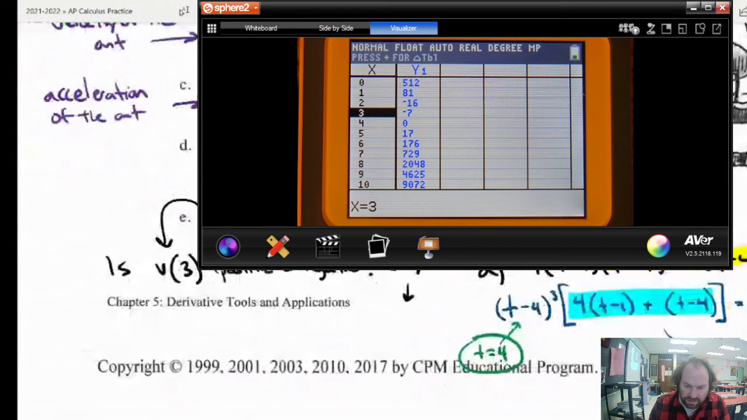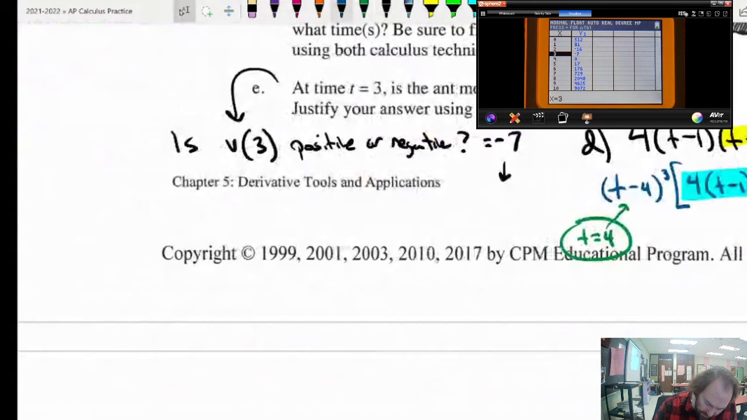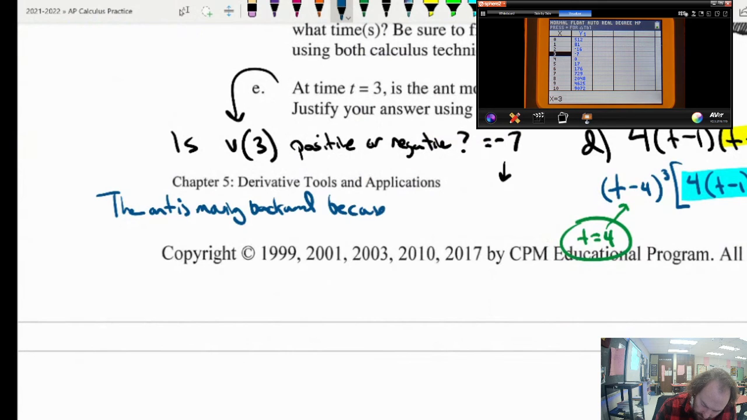If I was taking the AP Calc test and I was going to write a free response answer, I would say the ant is moving backwards because v of 3 is less than 0. You know the velocity is negative, therefore the ant is moving backwards.